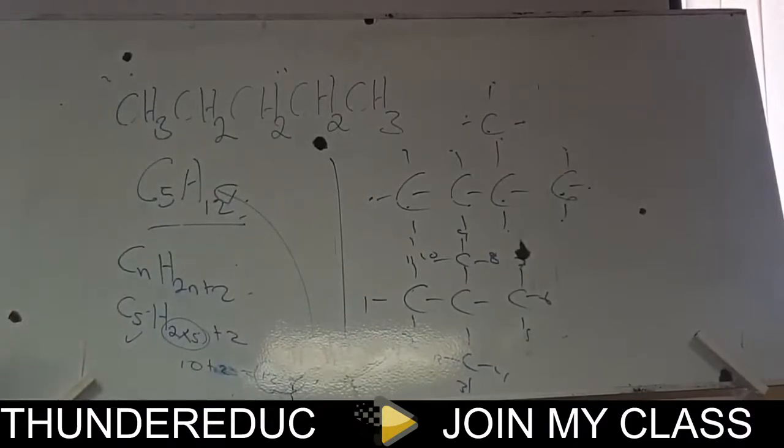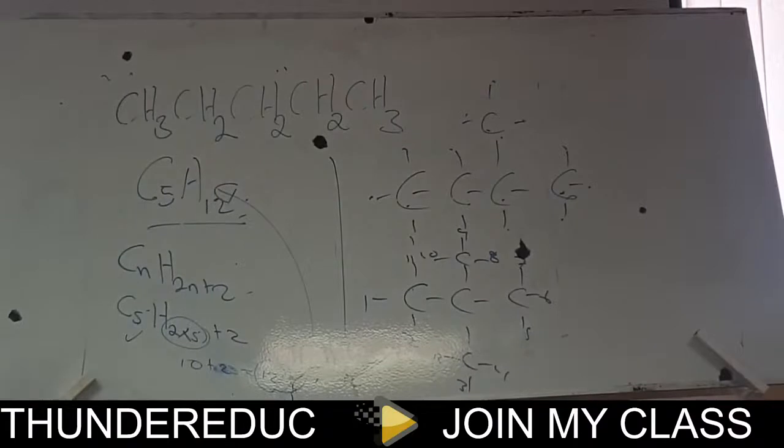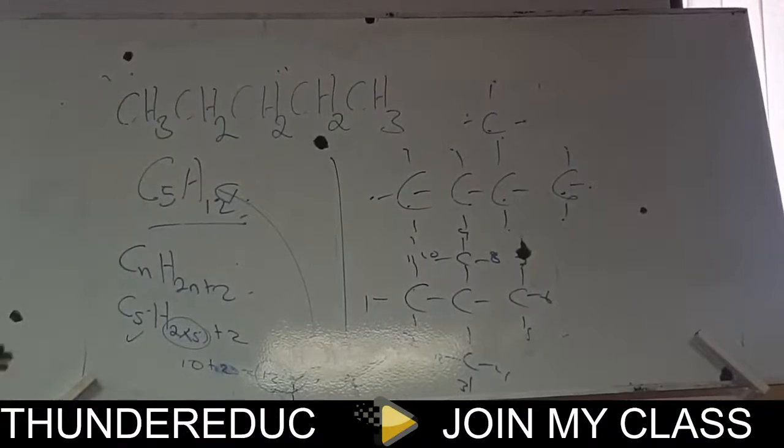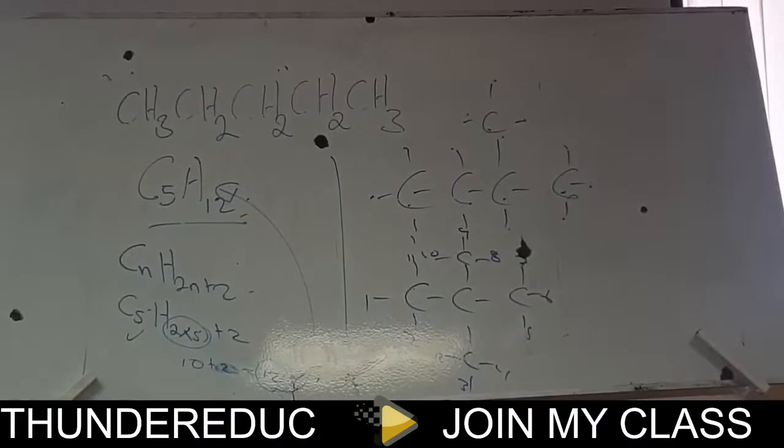So that's how you write these isomers. They can give you one molecule and ask you to write the isomer. In most cases, this is a chain isomer. It's the same molecular formula, but the chain is changing. The substituents are changing. The position of the side group is changing on the chain. You understand?